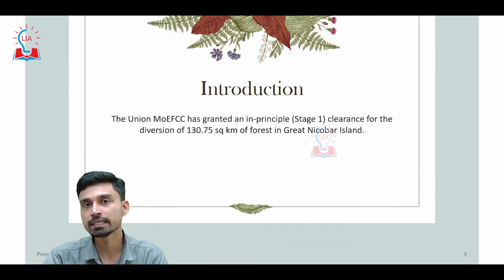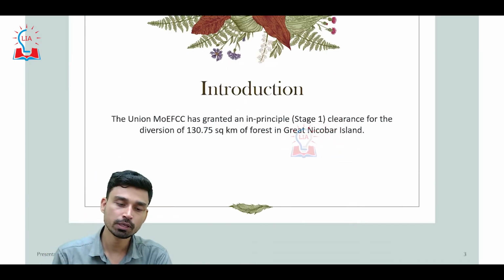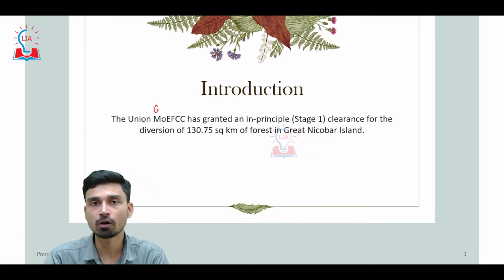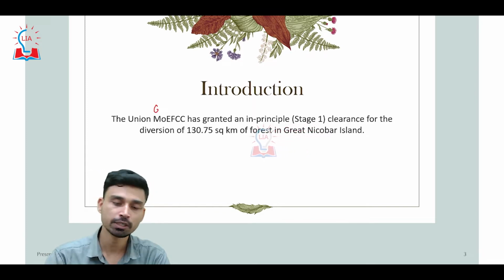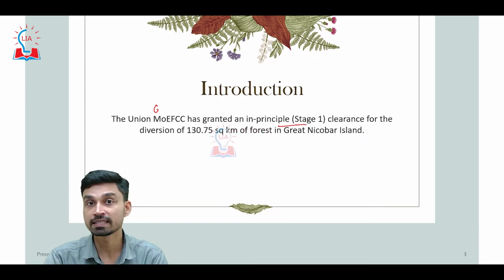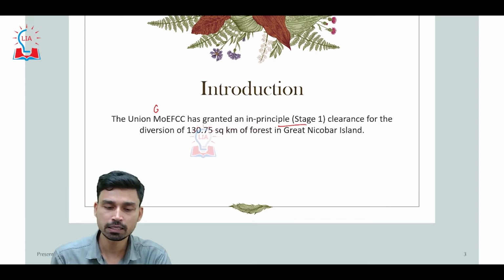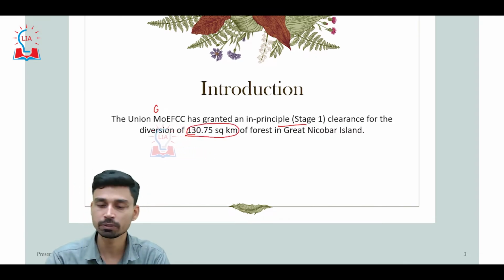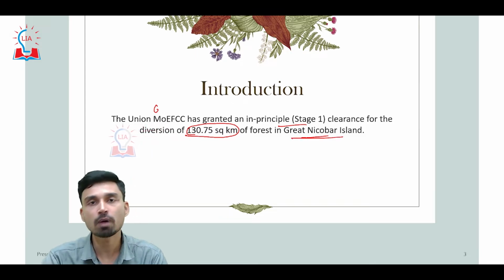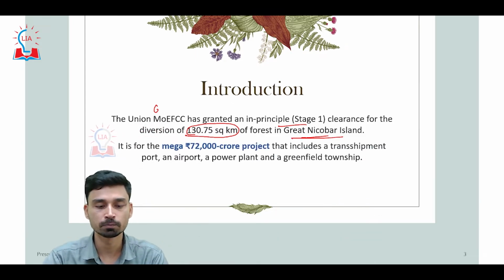The reason why this particular issue is in the news is that recently the Ministry of Environment, Forest and Climate Change has granted an in-principle, also called stage one, clearance for the diversion of almost 130.75 square kilometer of forest land in the Great Nicobar Island of the Andaman Nicobar Island group.